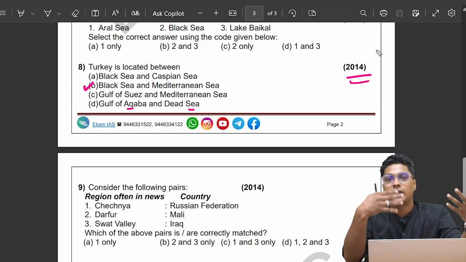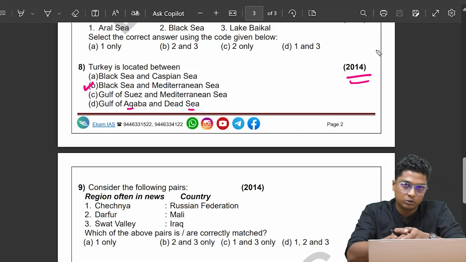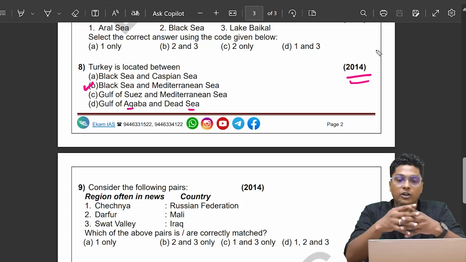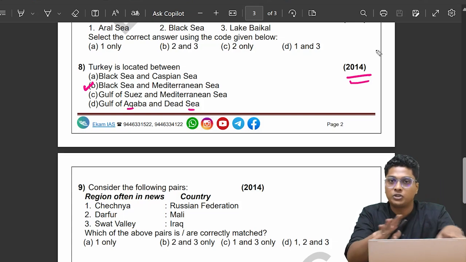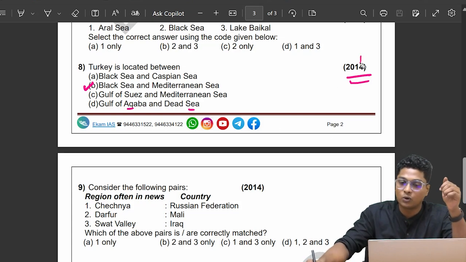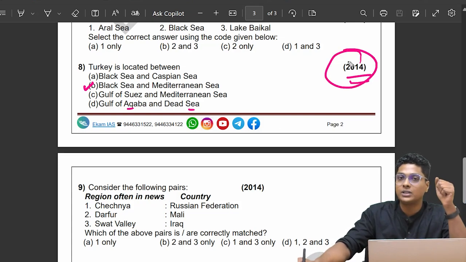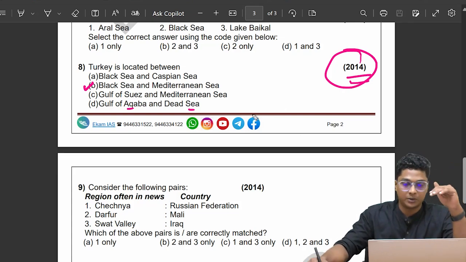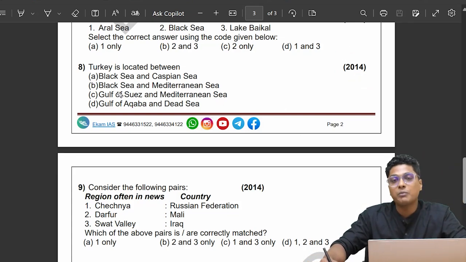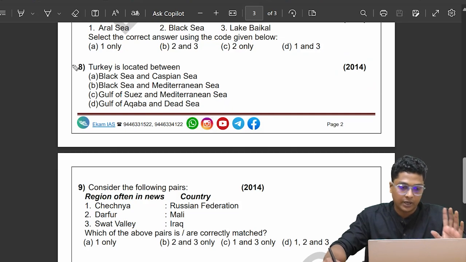Similarly, with Turkey and other nations, most often they will be in news also. So such nations which are in news, try to identify their location from the atlas, and these kind of questions can be asked. This was asked in 2014. So there is a pattern going on that the old type of question, they will convert into a new question. Maybe these options can become a new question, right? So try to solve these questions properly.